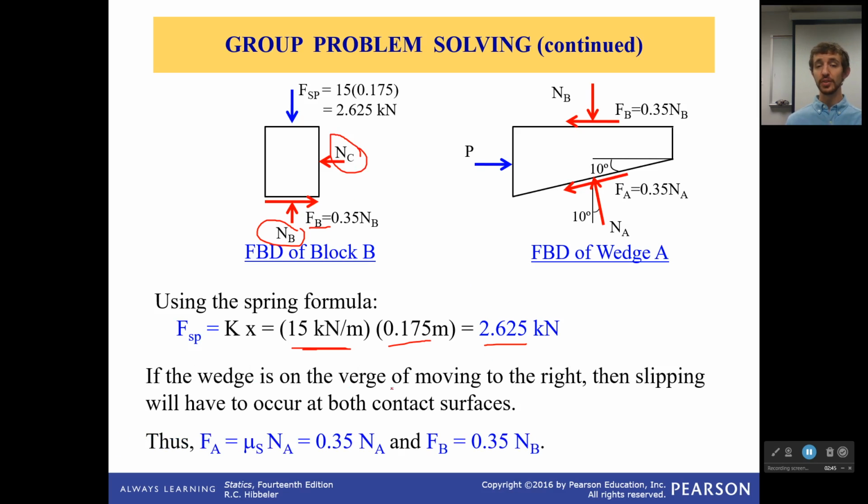If this wedge is on the verge of moving to the right, then we know that slipping will have to occur on both contact surfaces. So this is why we can use this equation. If it's slipping, we can use this. If it's not slipping, we can't use that. It's because motion is impending. That's a very important little detail.